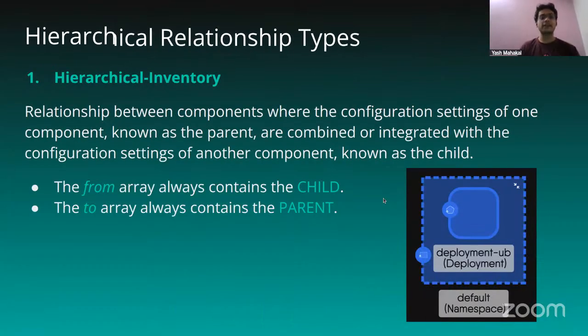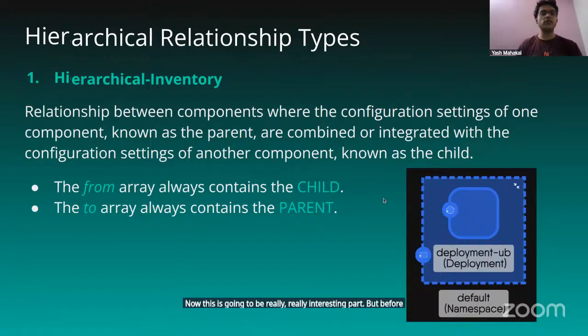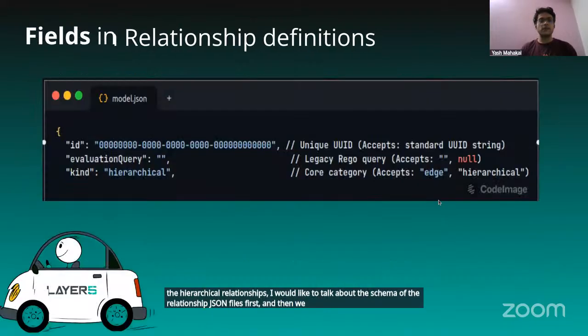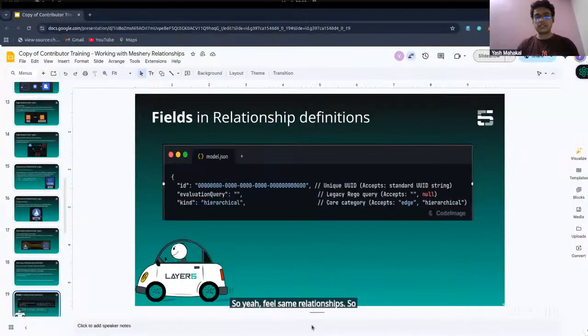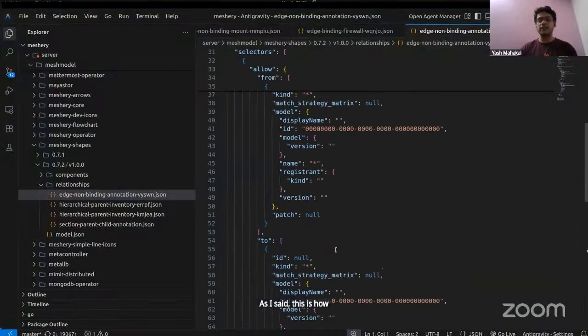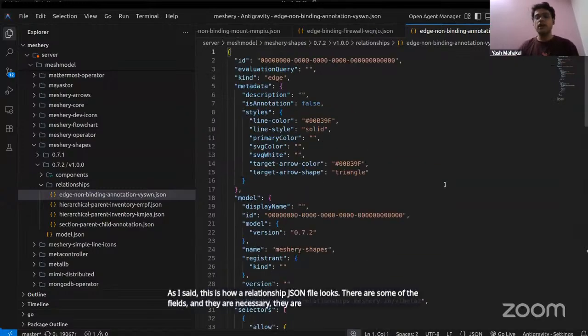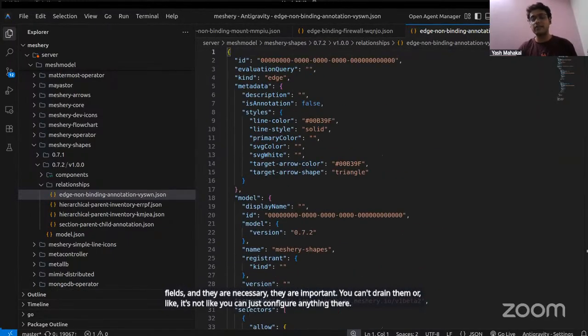Time is draining out. And talking about hierarchical relationships, now this is going to be a really, really interesting part. But before going to the hierarchical relationships, I would like to talk about the schema of the relationship JSON files first, and then we can move forward with it. So, fields in relationships. As I said, this is how a relationship JSON file looks. There are some fields and they are necessary, they are important. You can't just configure anything there. They are actually bound by some rule sets, and I'll be talking about them now.